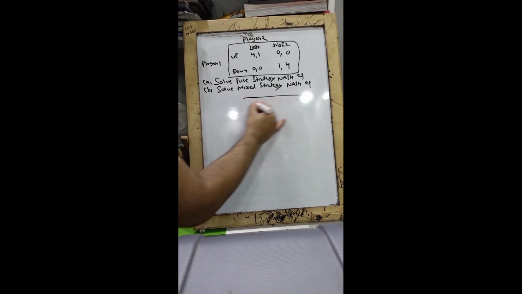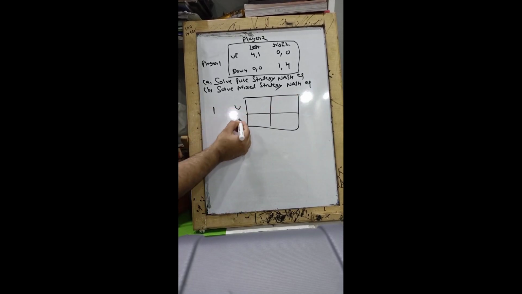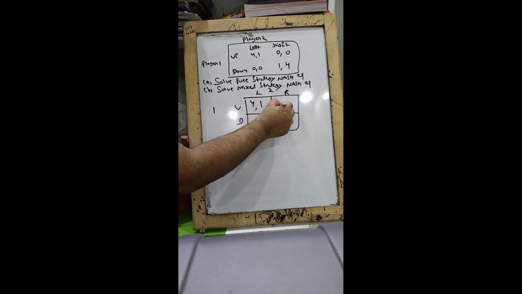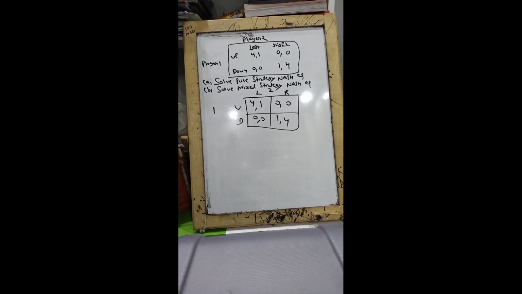Well, I'm writing this again for you guys. So this is player 1 having strategies of up and down, player 2 having strategies of going left and right. Now with these values 4, 1, 0, 0, 0, 0 and 1, 4, let us solve it for pure strategy.